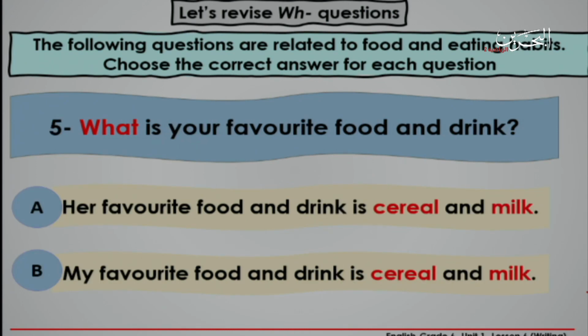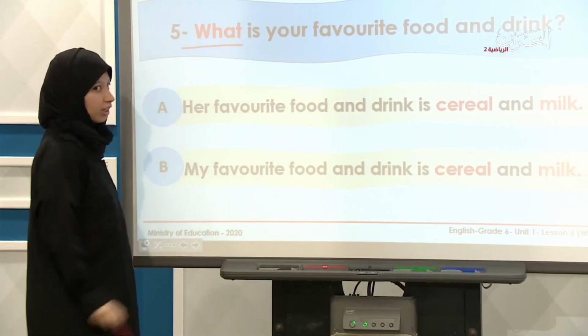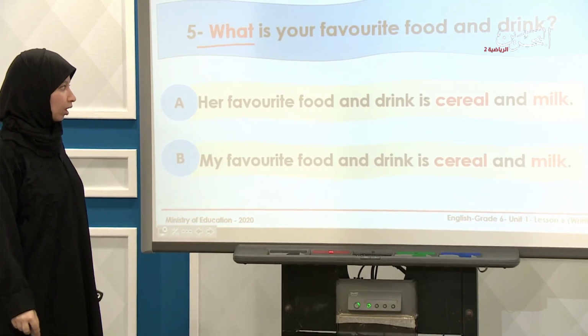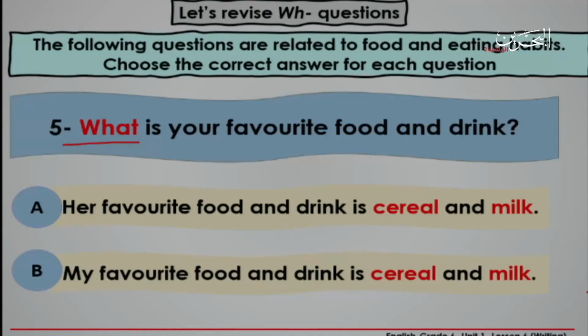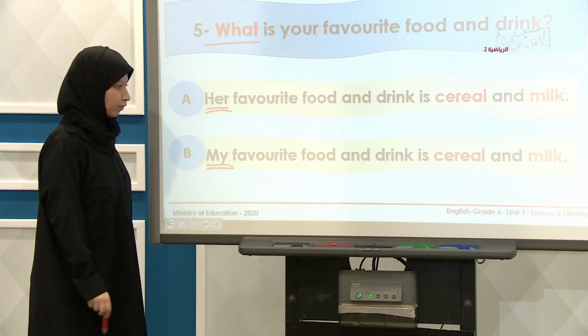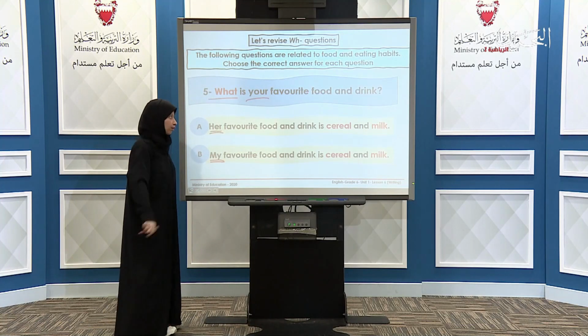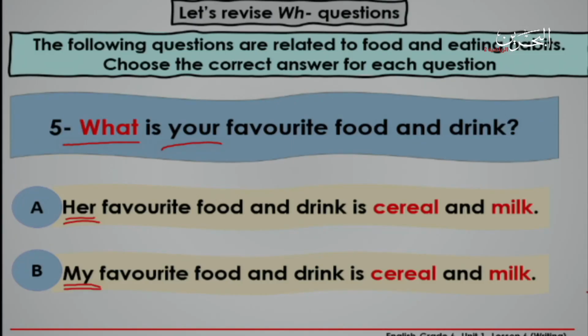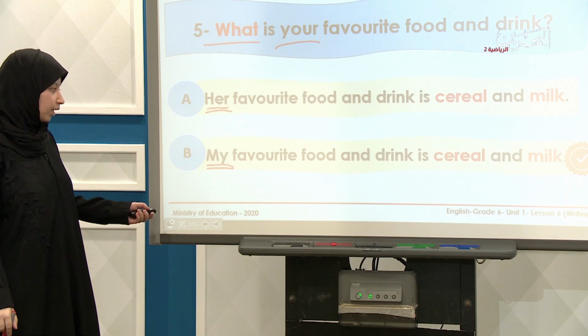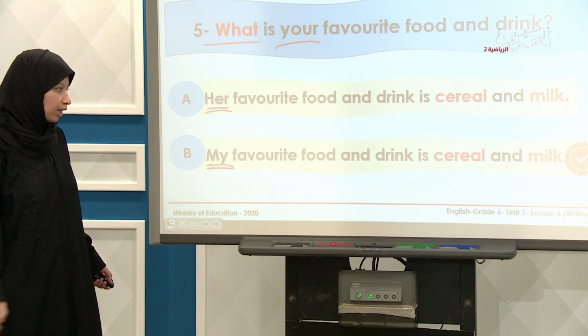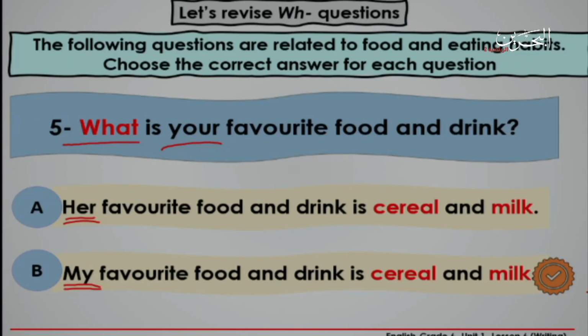What is your favorite food and drink? We use what to talk about things. Her favorite food and drink is cereal and milk. Or here, my favorite food and drink is cereal and milk. They asked you, what's your favorite food? So the best answer is going to be B. My favorite food and drink is cereal and milk.